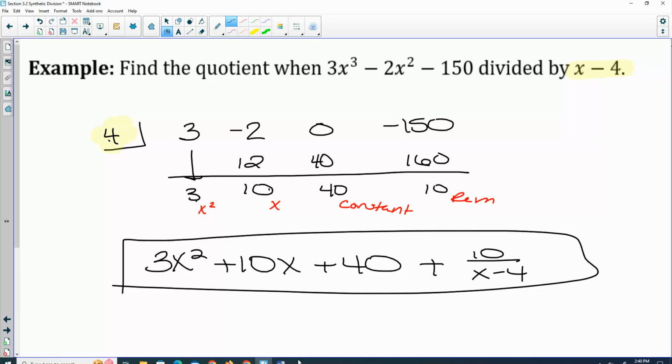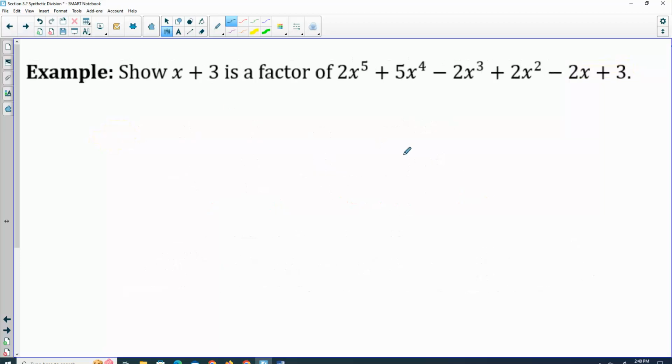Did I lose anyone? Let's try another one. I want to show that x plus 3 is a factor. Factor just means it divides evenly, so there's no remainder. Right, so if I want to divide, I have to first look at what I'm dividing by. What makes x plus 3 equal 0? And then we put our coefficients.